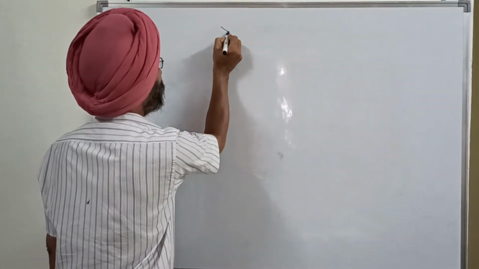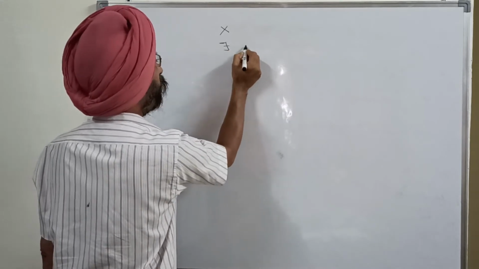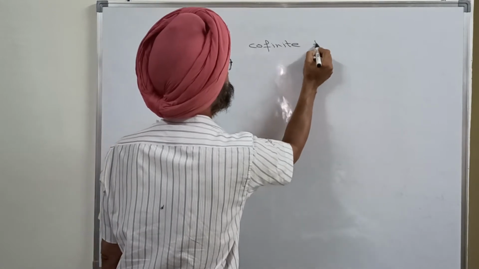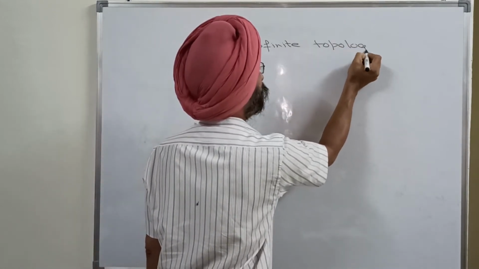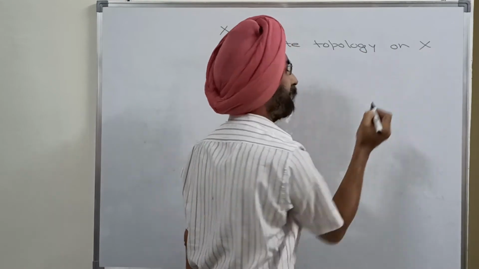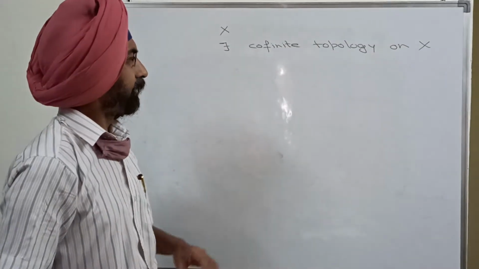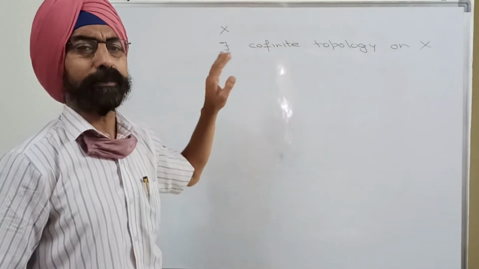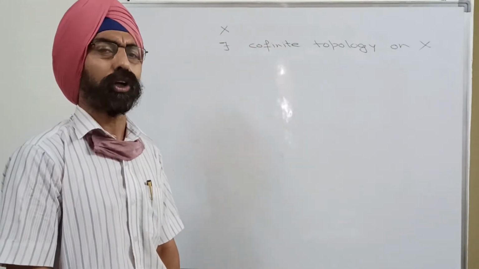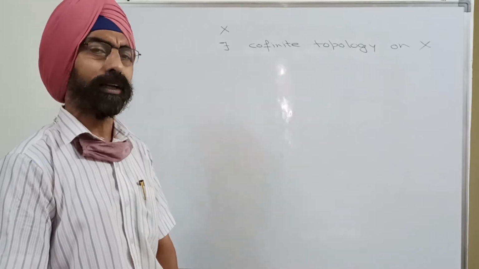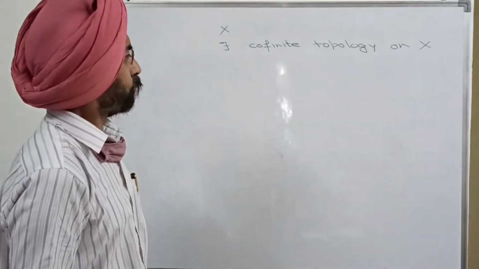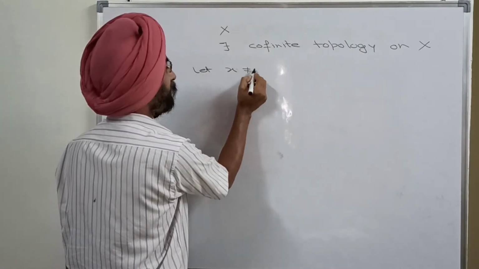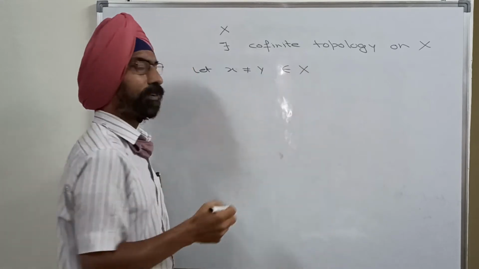So let X be a set and tau be the cofinite topology defined on the set X. So let us see if (X, tau) is now T0 or not. That means this topology is T0 topology or not. That means the space is T0 space or not. So once again we take two distinct elements. So let x and y be two distinct elements of X.